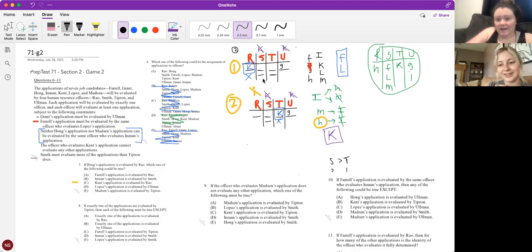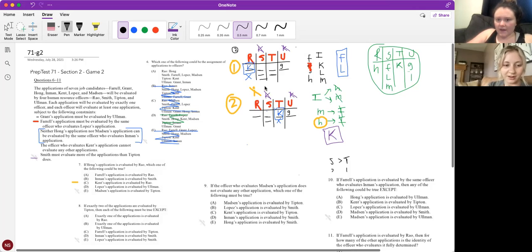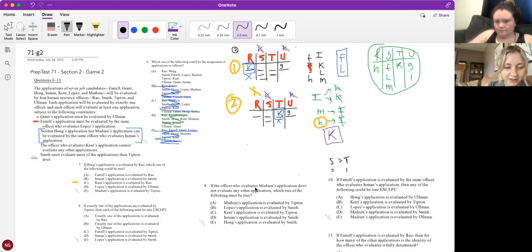At least 3. So right now we have 1, 2, 3, 4, 5, 6. Okay, so this is all 7. So then, if exactly 2 are being evaluated by Tipton, then each of the following must be true except. Exactly 1 of the applications is evaluated by R. That's true. Yep, so we're going to cross that off. Exactly 1 of the applications is evaluated by U. That's true.